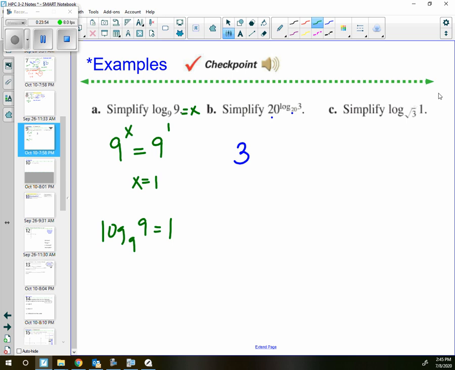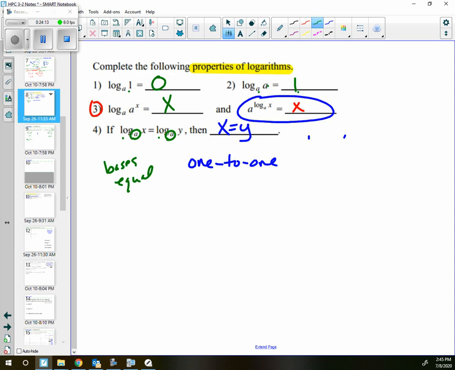This one, simplified: log base square root of 3, kind of a weird base, of 1. So square root of 3 to what power would give you 1? Well, what's the only exponent you can raise something to get 1 for your answer? It'd have to be 0. So we're going back and we're using that very first property. So if you have 1 as your argument, it's got to be 0. There's the only way that that's going to work.